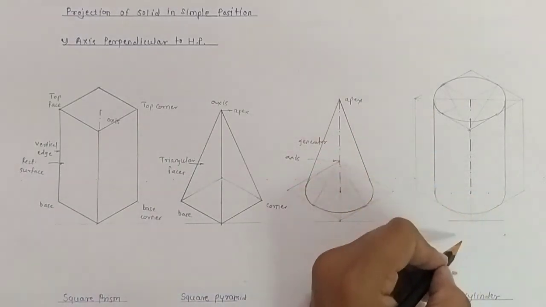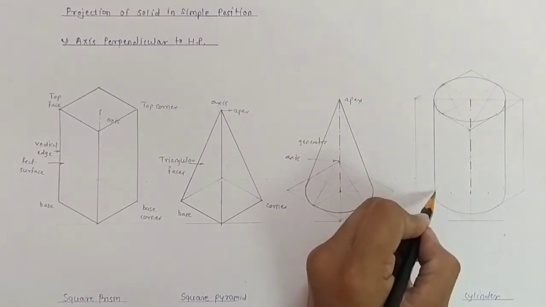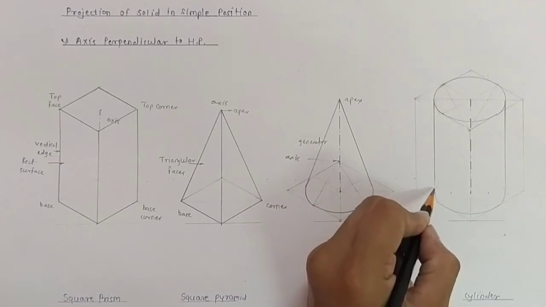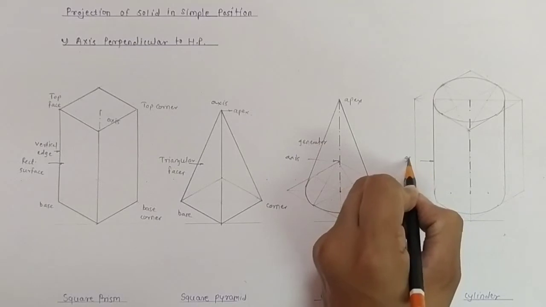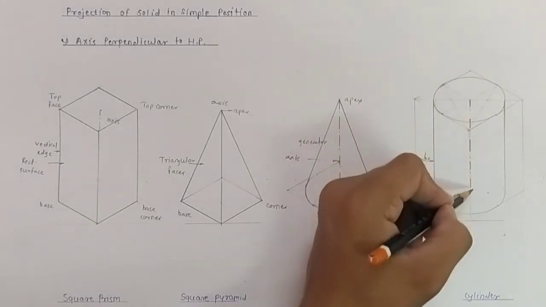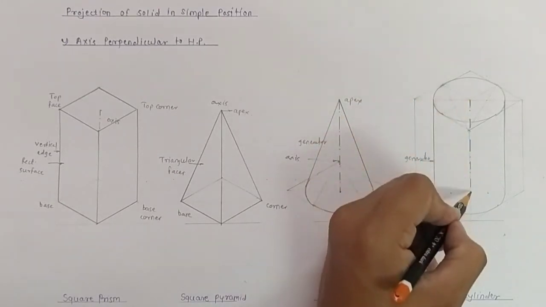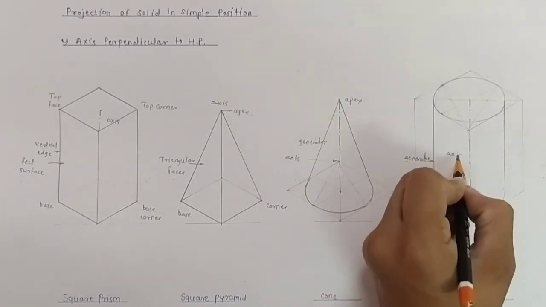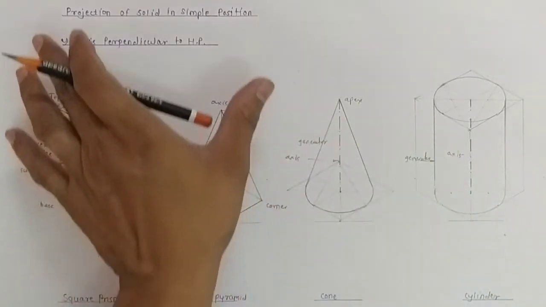Now next, move on to the cylinder. Again the same, it consists of 2 faces which are circles, and they are joined by lines which are called generators of the cylinder. An imaginary line passing through the top face of the cylinder to the base of the cylinder is called the axis of the cylinder. So these are the different terminologies related to the basics of projection of solids.